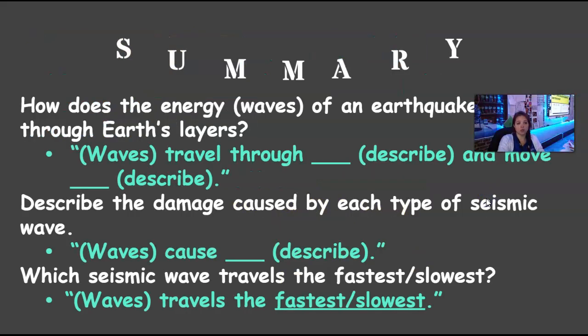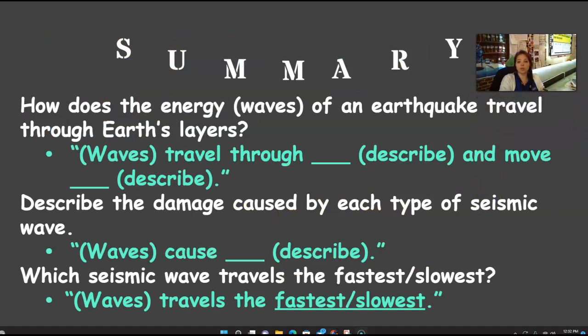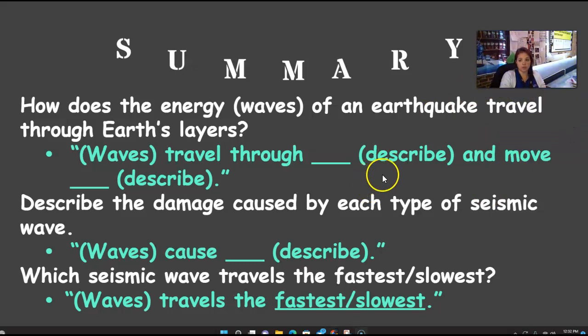Okay, so let's go to the summary. So what I would like you to do is write 3 to 5 sentences. 1, 2, 3. There you go. That's all you need. How do the energy waves of an earthquake travel through Earth's layers? So blank waves, P waves, travel through what? And move this way. S waves travel through what? Or don't travel through. And move this way. L waves travel through this and move this way. Don't do L waves, just P and S waves.